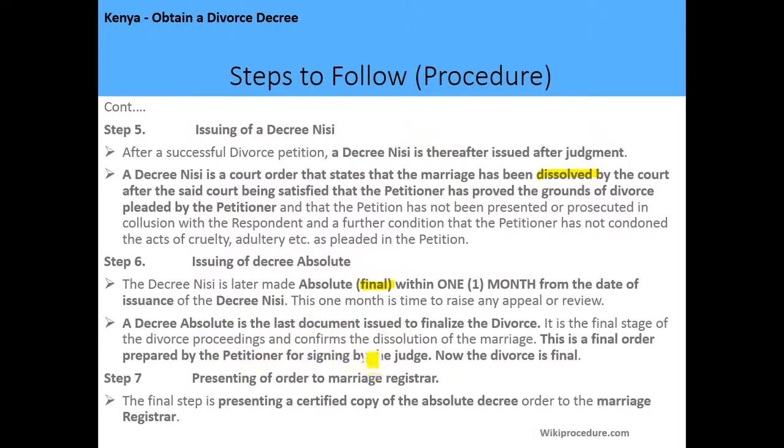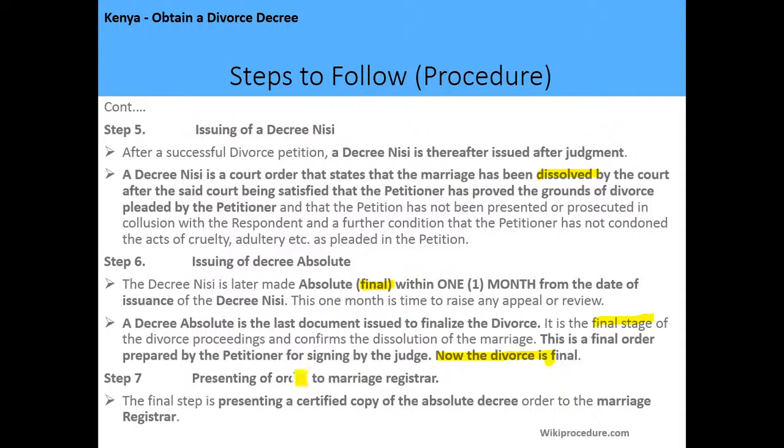The decree absolute is the last document to finalize the divorce, and is the final stage of the divorce proceedings and confirms the dissolution of the marriage. Remember, that's the final stage. This is the final order prepared by the petitioner for signing by the judge, and after the judge has signed, now the divorce is final.